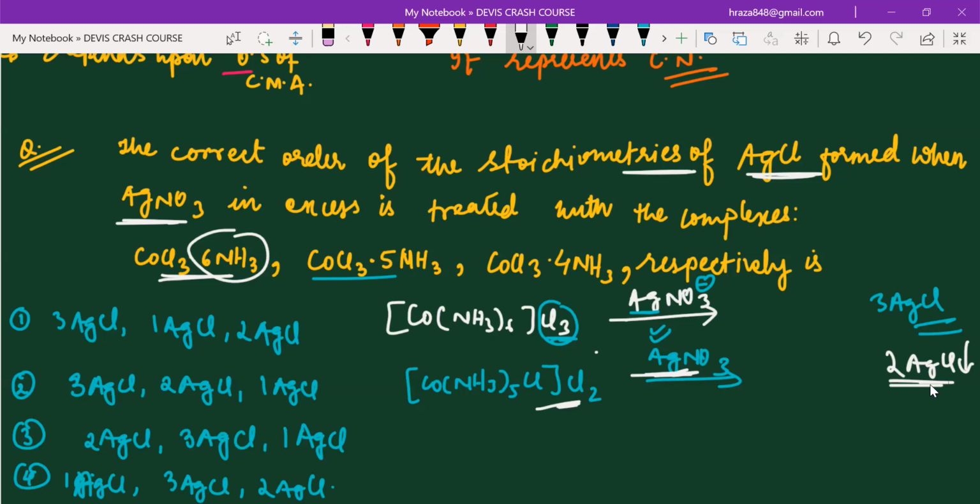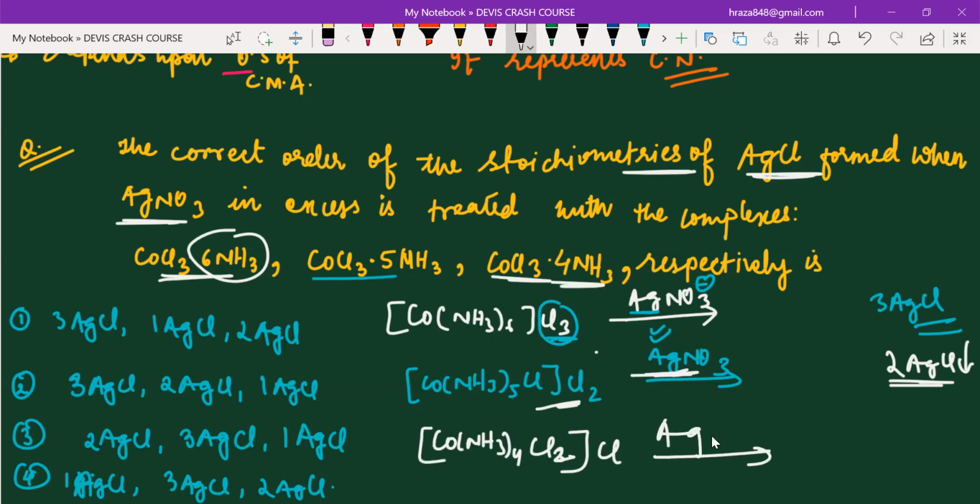And then the next one, because this is 4NH3, that means [Co(NH3)4], and as you can see 6 ligands are required and we have only 3 Cl, so 2 Cl will come inside and 1 Cl will be outside. So 1 Cl means 1 Ag will combine to form 1 AgCl. So the answer will be this, option C. Very good.